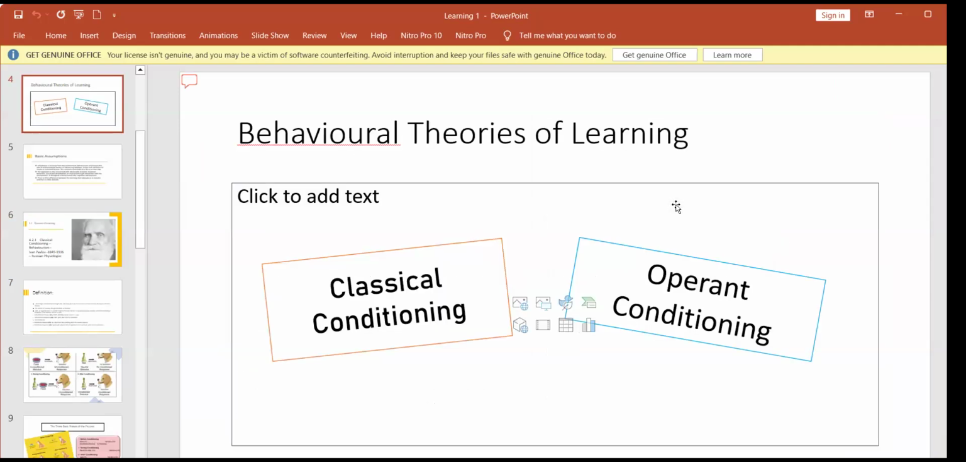And first, we are looking at two theories of learning. One is classical conditioning by Ivan Pavlov. The other one is operant conditioning by B.F. Skinner. Right? I have taken the two together because both the theories of learning come from the behavioral school of thought.